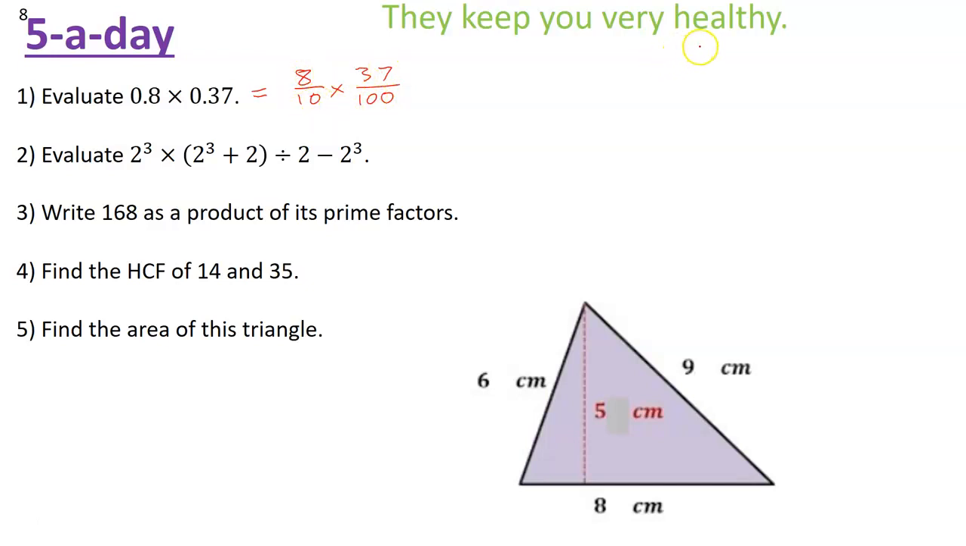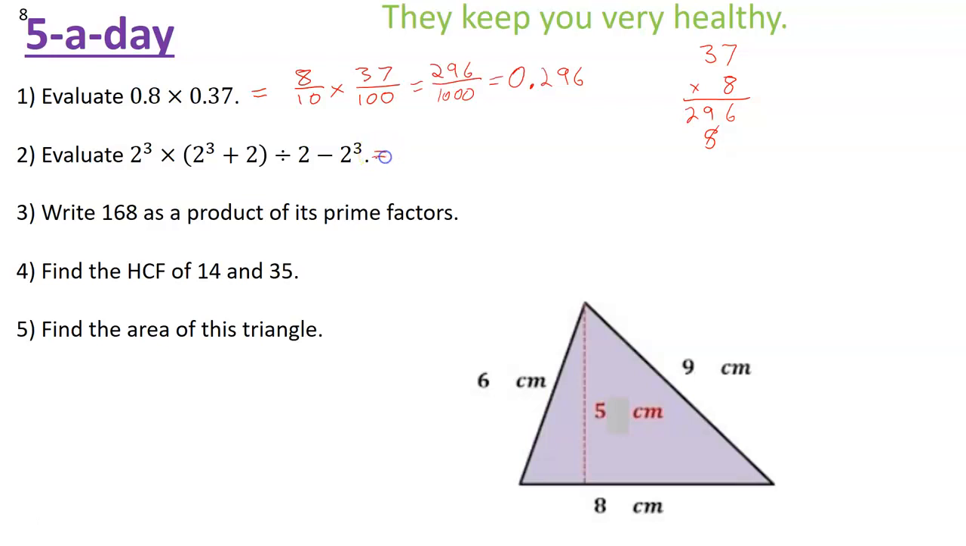8 times 37, I'm not going to trust myself to do that in my head. I'm just going to work it out at the side here. 8 times 7, 8 times 3, plus the 5. So we've got 296 over 1,000. We rewrite it as a decimal, so that's 0.296.